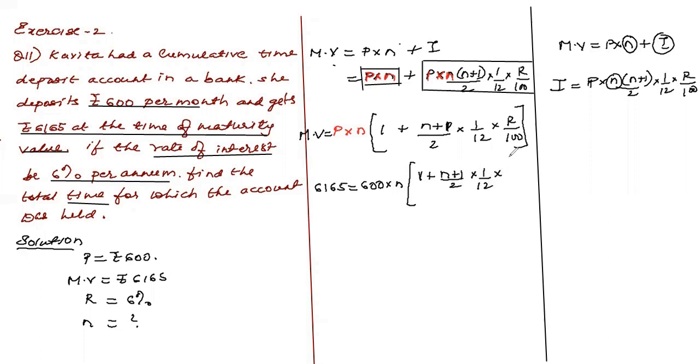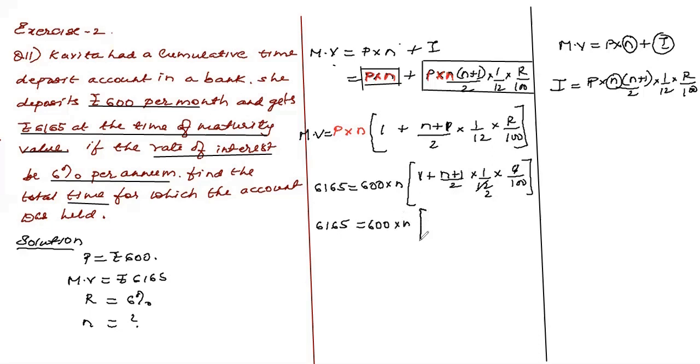into, what is the rate of interest, children? 6 upon 100. Rate of interest is 6 upon 100. So what will happen here? 6165 is equal to 600 into n.